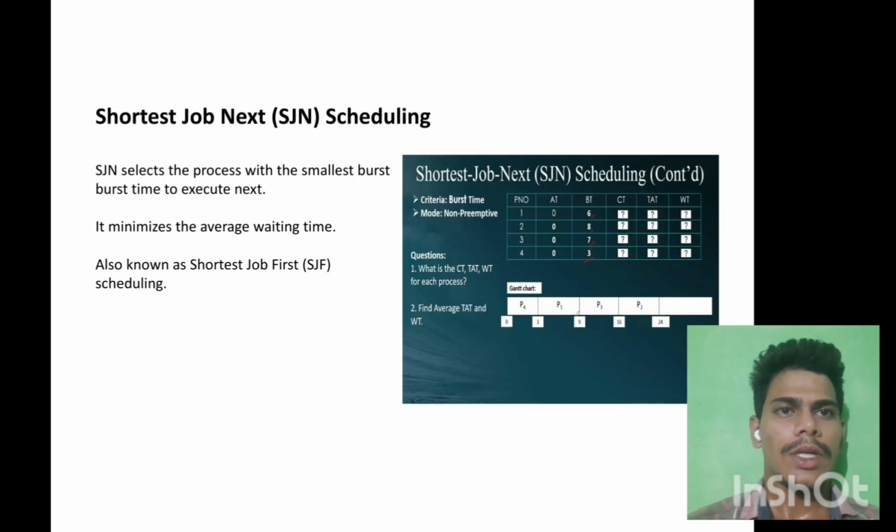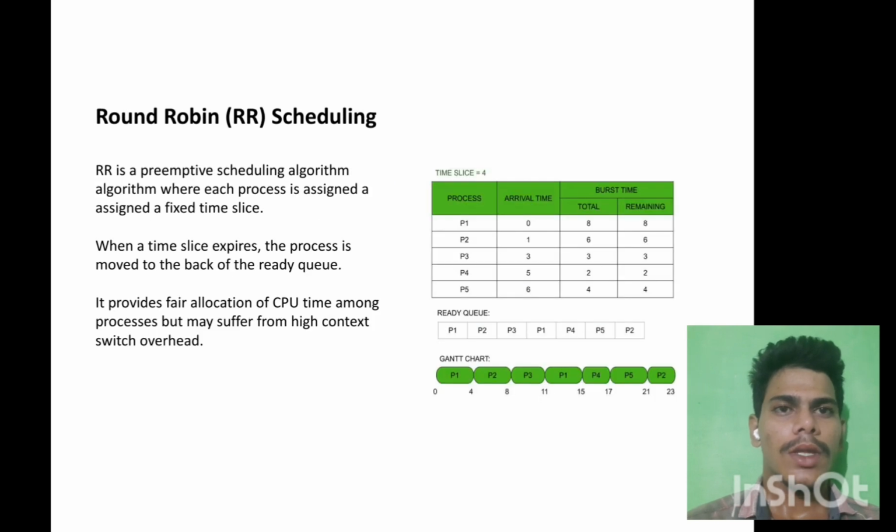Shortest job next, SJN scheduling. SJN selects the process with the smallest burst time to execute next. It minimizes the average waiting time, and is also known as shortest job first, SJF scheduling.